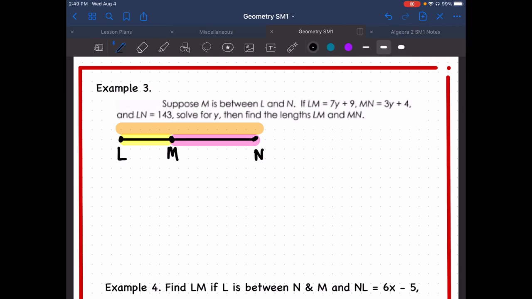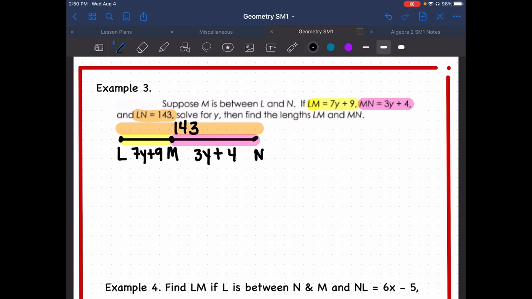Now let's go ahead and add in our numbers. If LM is 7y plus 9, LM is the yellow one. And MN, that's the pink one, is 3y plus 4. And then LN is 143. Solve for y, then find the lengths of LM and MN.